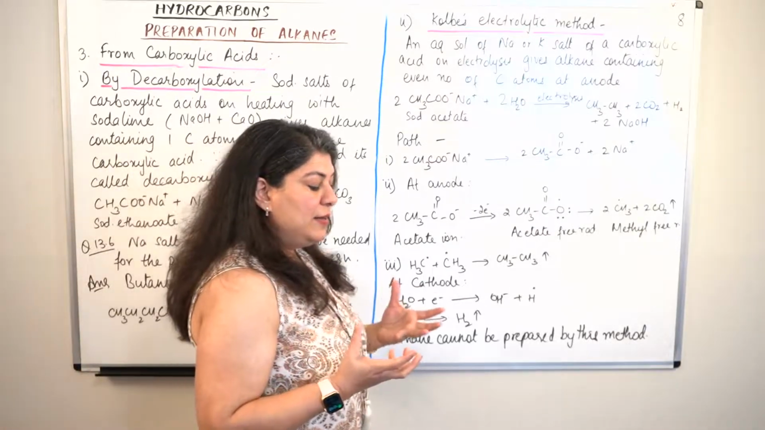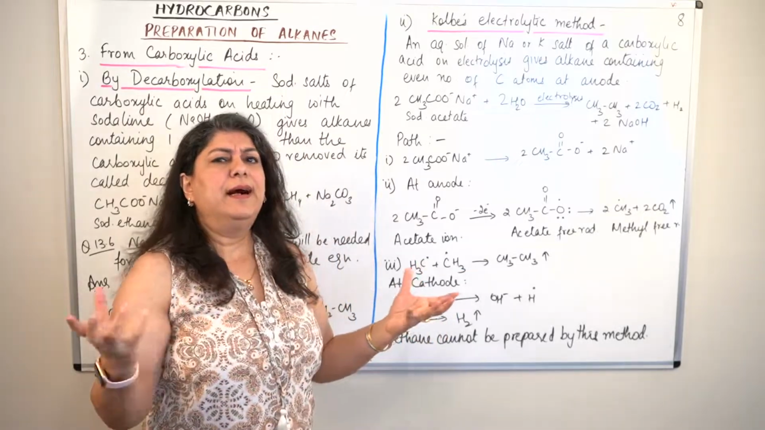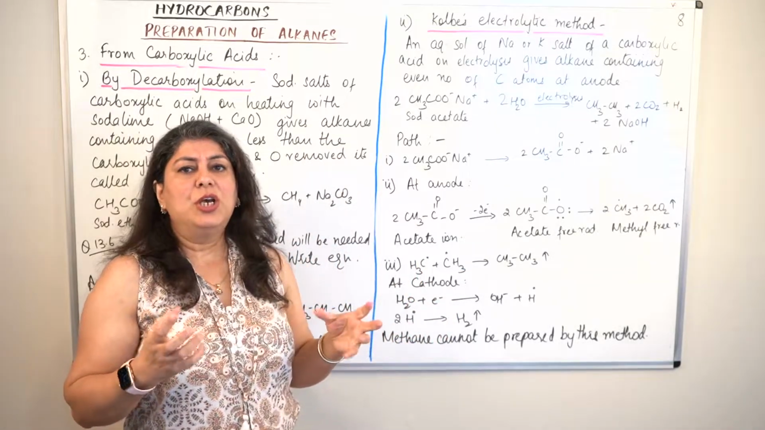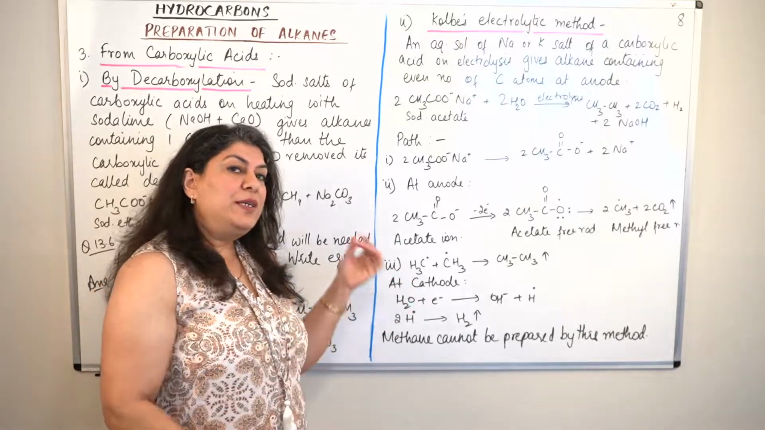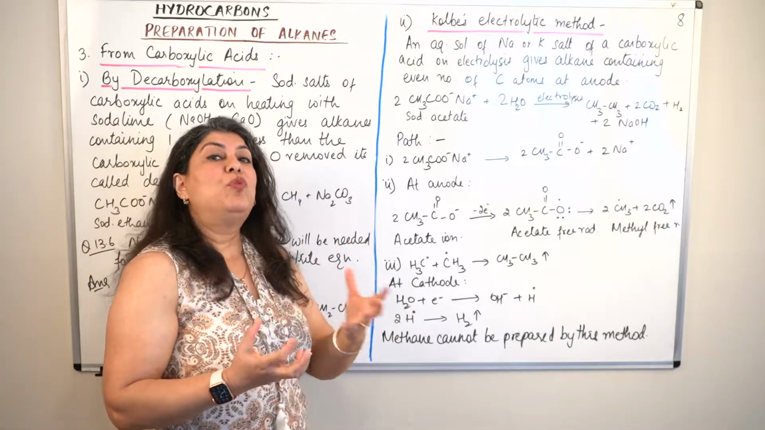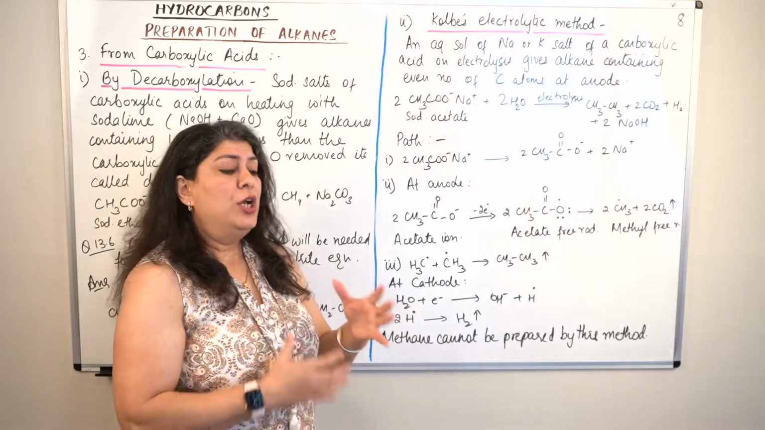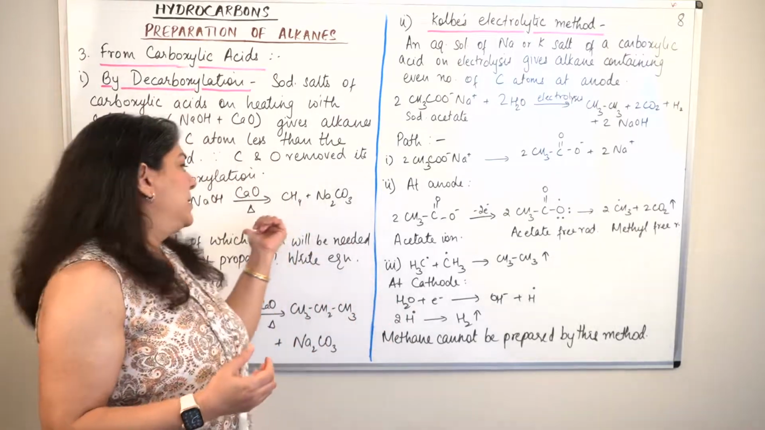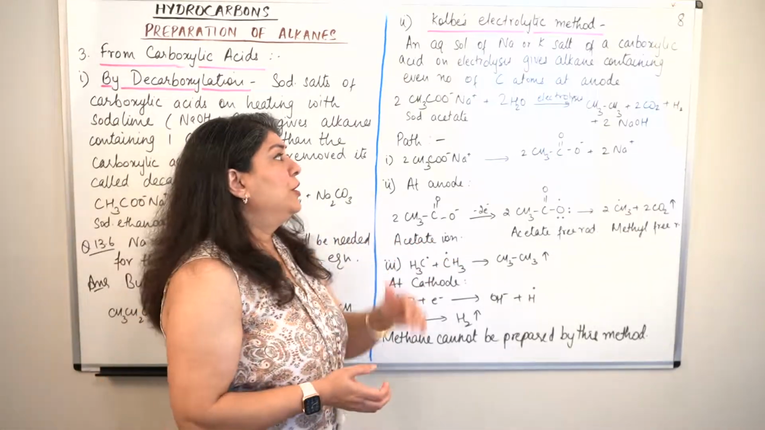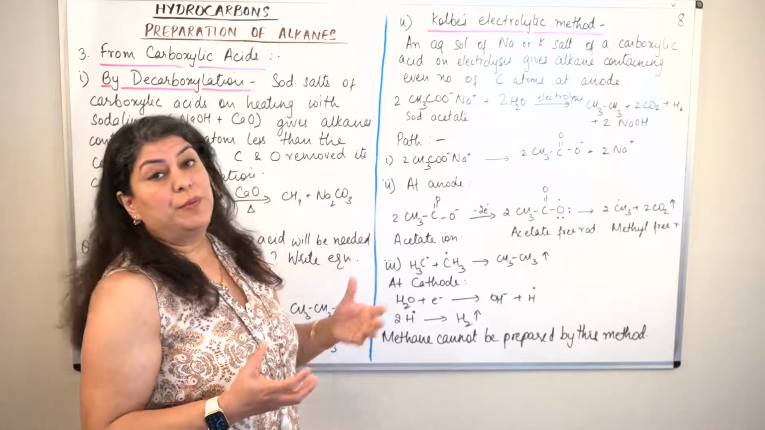Carboxylic acids are not very highly ionic. Their ionic nature is not too much. So we try to convert them into the sodium salts to make them more reactive, or more ionic in nature, to enhance the speed of the reaction. And in this case, of course, sodium was needed to form the sodium salt.